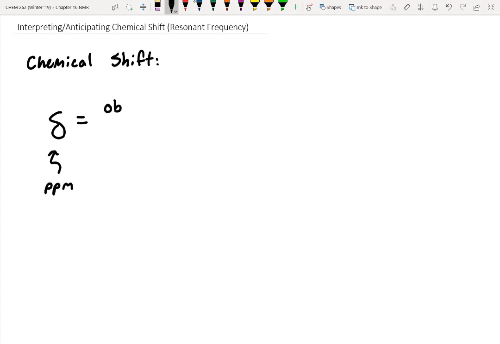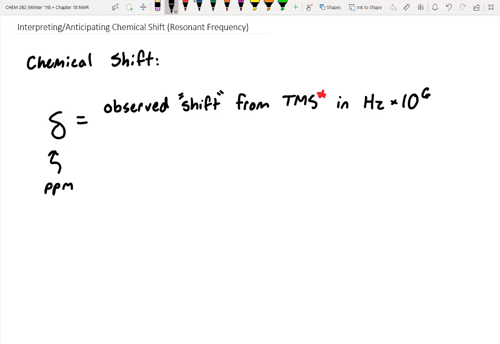But what it is, it's the observed shift from TMS, and I'll describe what a shift is. And I'll also describe what TMS is, in hertz times 10 to the 6. And then your numerator is going to be your operating frequency.